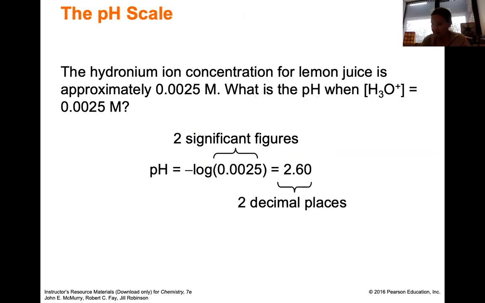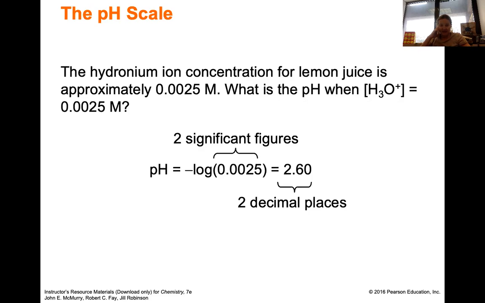So with the pH scale, we have a new math formula. We're going to use log, and when you use log, you have to think about a new rule for significant figures.